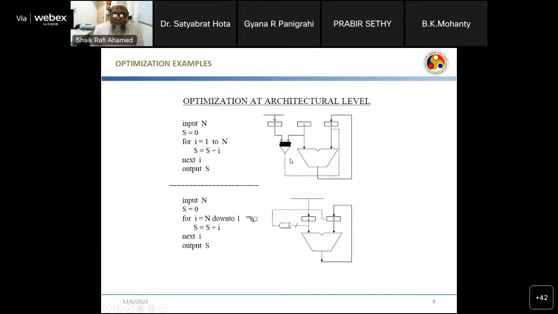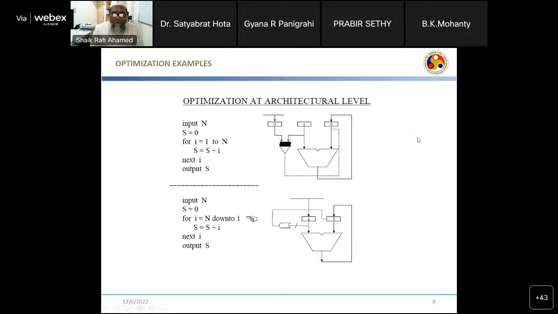The output can be 1 or 0. If both the inputs are equal, then the output is 0. If the n value is greater than I, the output is 1. So this 1 value will activate this S. So the sum value, this is an adder basically. So this adds I plus S. The initial value of S is 0. So this is 0. The initial value of I is 1. So 0 plus 1 will be added. The sum is 1. That will be stored back into the register S.